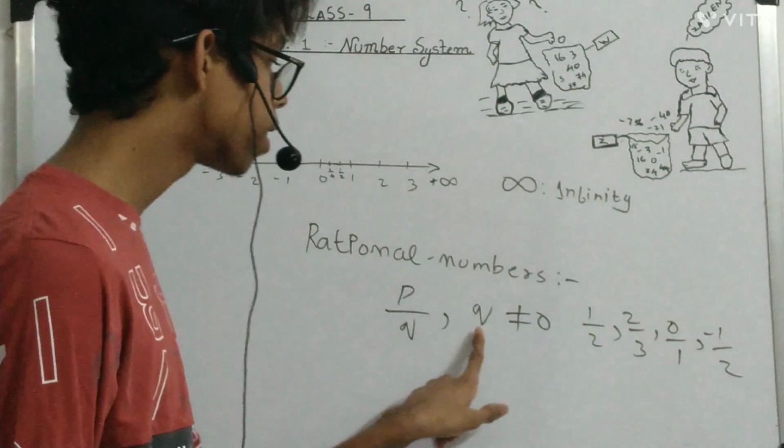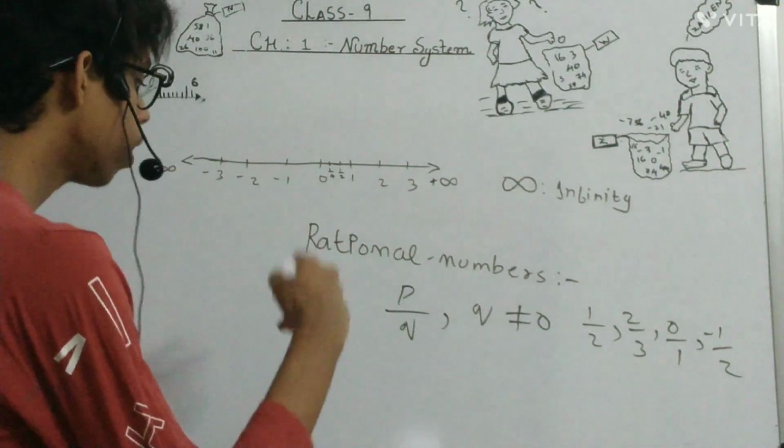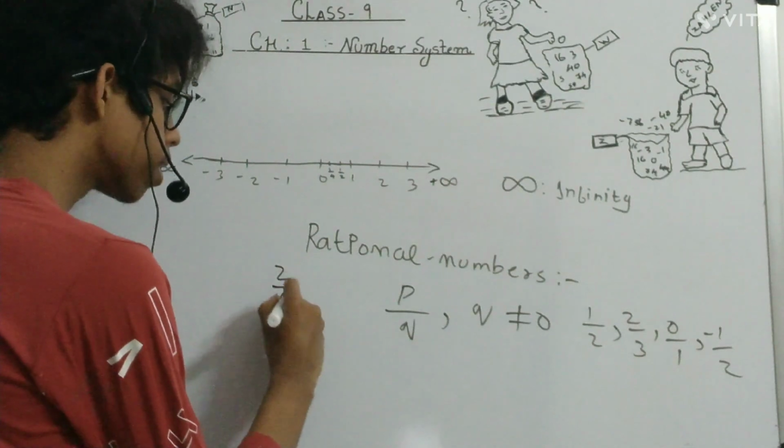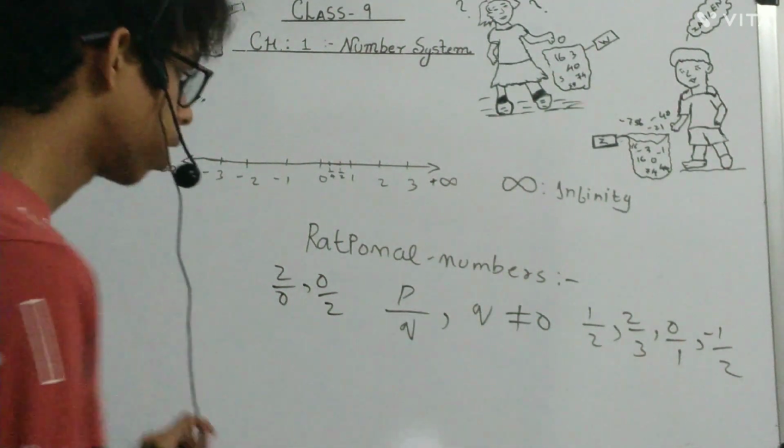Now, why am I saying q is not equal to 0? Let us understand that. For example, if I write 2 by 0 and 0 by 2, what are the answers for them?